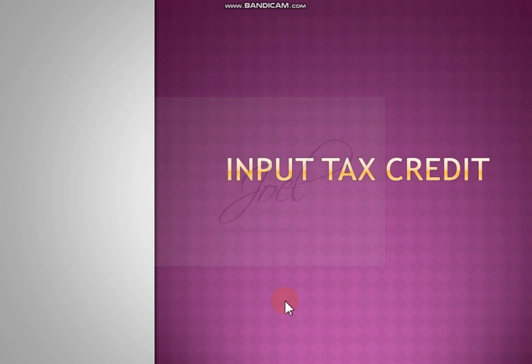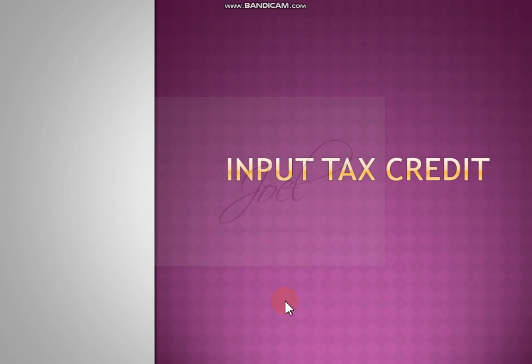Input tax credit is a benefit which is received by registered persons under GST. Whatever tax you have paid at the time of purchasing the inputs, that tax you are getting back. So that tax credit you get back is known as input tax credit.